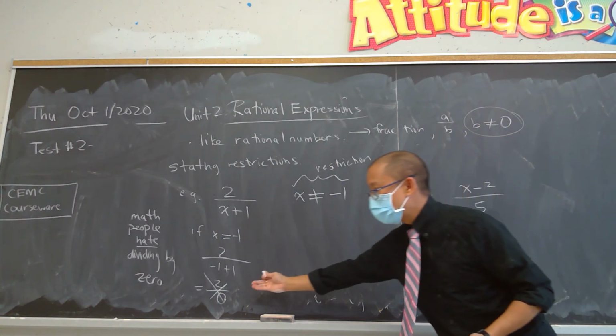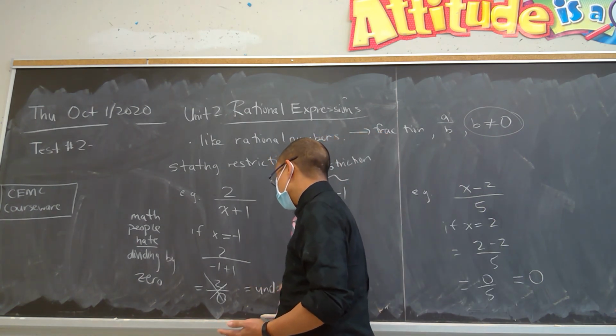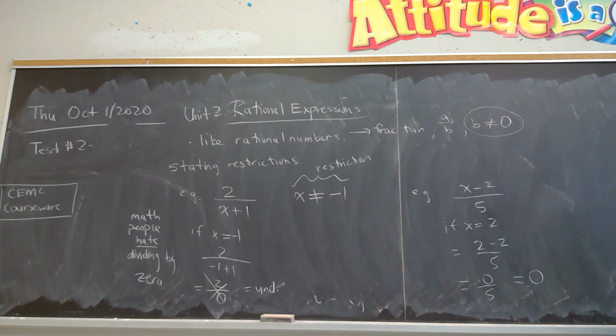Whereas this example, 2 over 0, this is actually called undefined, indeterminate, right? We cannot answer 2 over 0. If you try to calculate, you're going to get a math error. With 0 divided by 5, it actually gives you an answer, 0. It's not a mistake, right? So in this case, there are no restrictions.